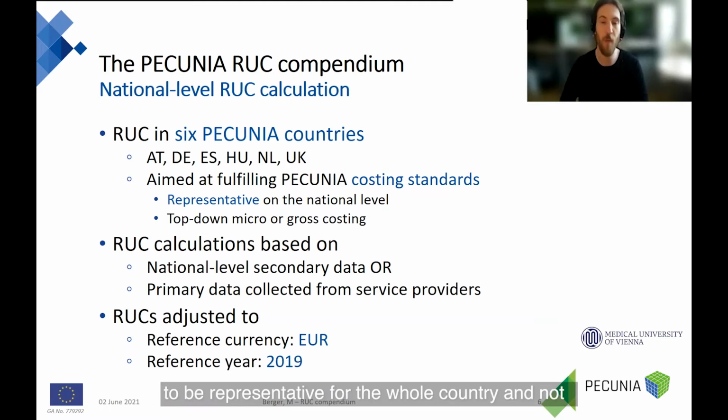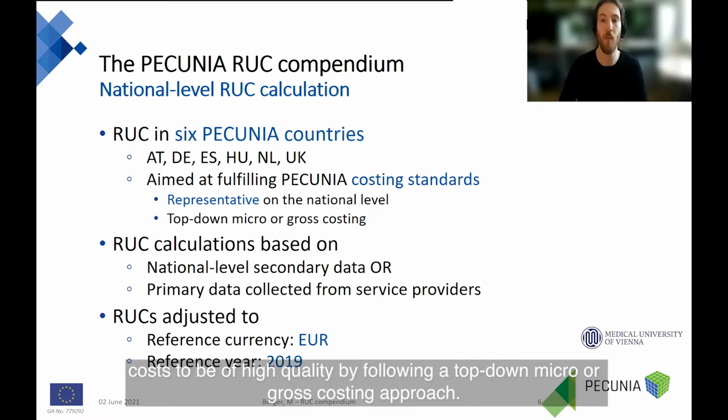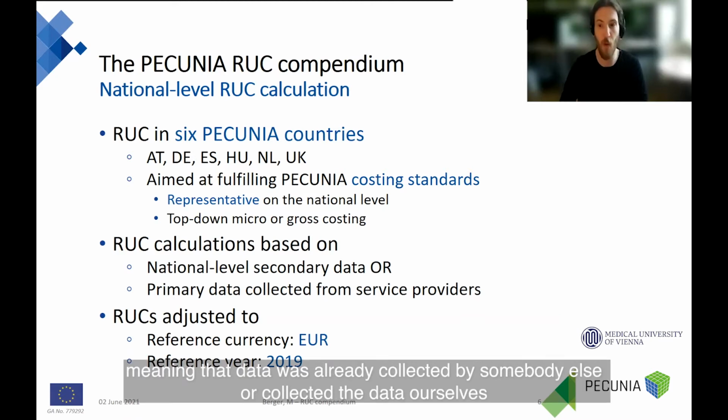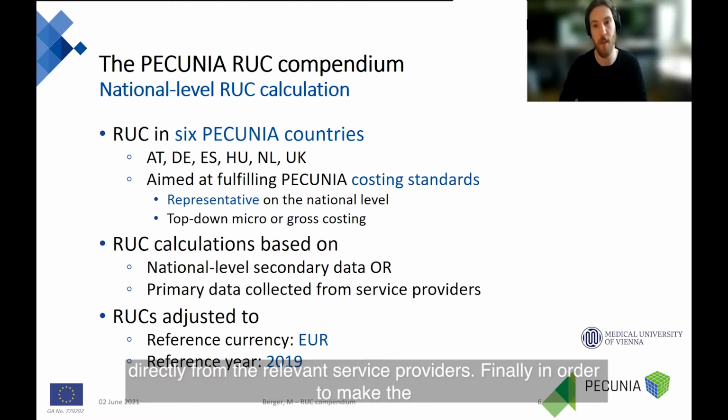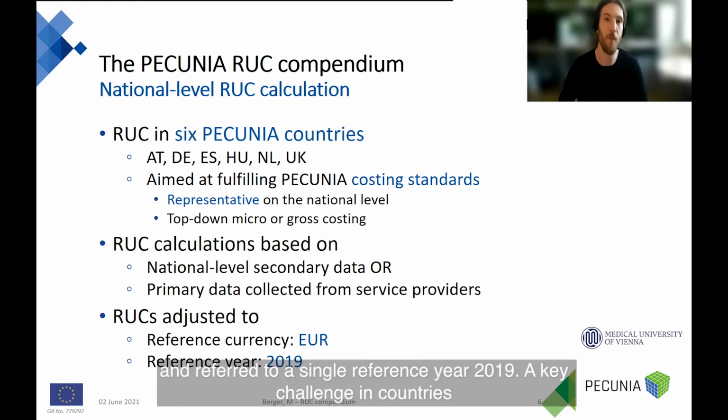First, we wanted unit costs to be representative for the whole country and not just for one region or one service provider. Second, we wanted those unit costs to be of high quality by following a top-down micro or gross costing approach. For this purpose, we either made use of national level secondary data, meaning that data was already collected by somebody else, or collected the data ourselves directly from the relevant service providers. Finally, in order to make the unit costs comparable, we adjusted them so that they are in the same reference currency, euros, and refer to a single reference year, 2019.